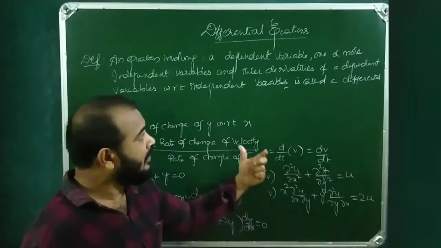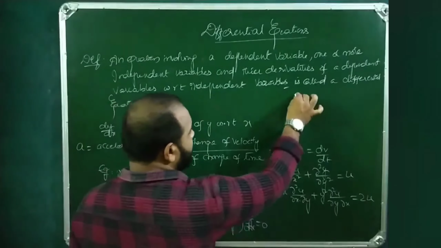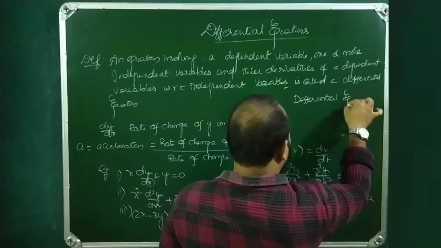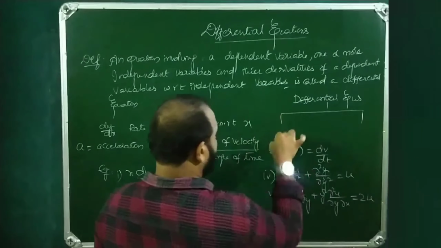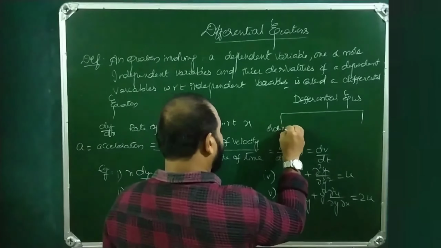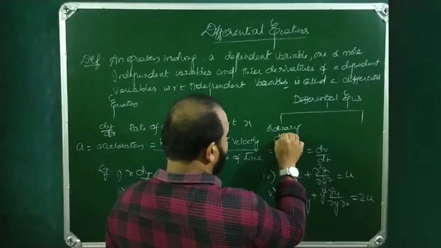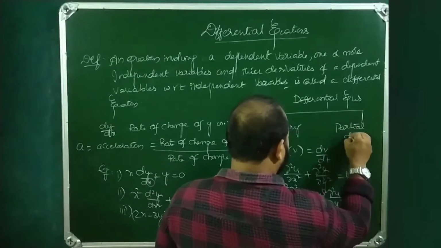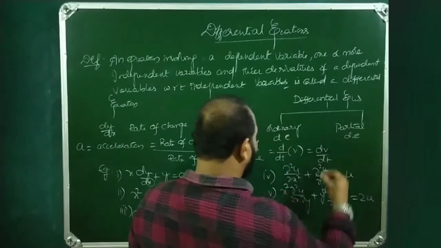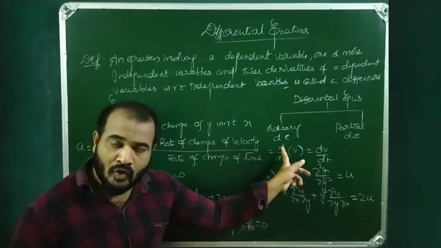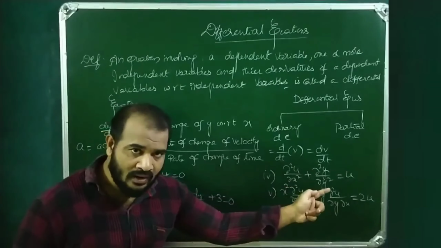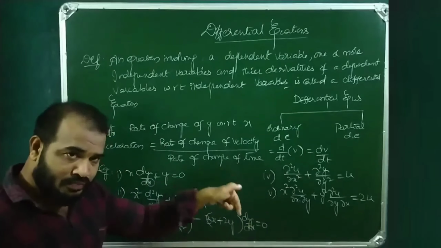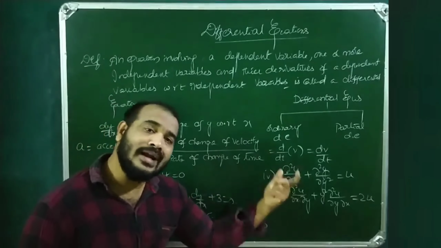Therefore we can classify differential equations into two categories. What are they? One is the ordinary differential equation, and one is the partial differential equation. So what is an ordinary differential equation? An equation involving the derivative of one dependent variable with respect to only one independent variable.